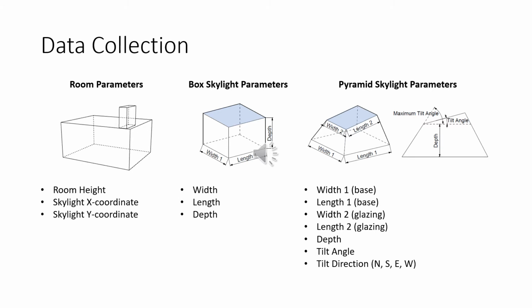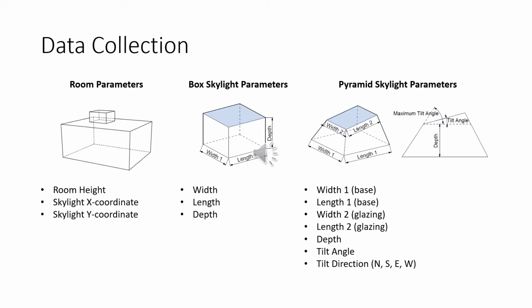generator in Grasshopper. For half of the cases, we used 3 skylight parameters, width, length, and depth, to vary the skylight geometry, creating what we referred to as box skylights. For the remaining cases, we used 7 parameters to create the pyramid skylights shown on the right. Each parameter was randomly varied between our set minimum and maximum values with a step size of 5 centimeters.